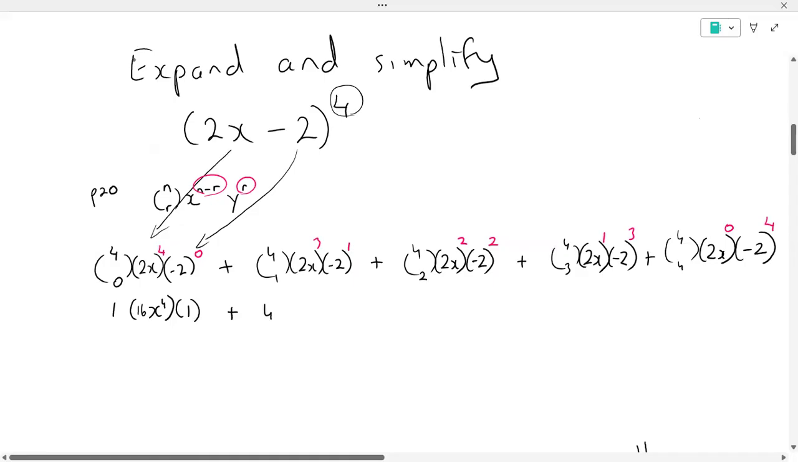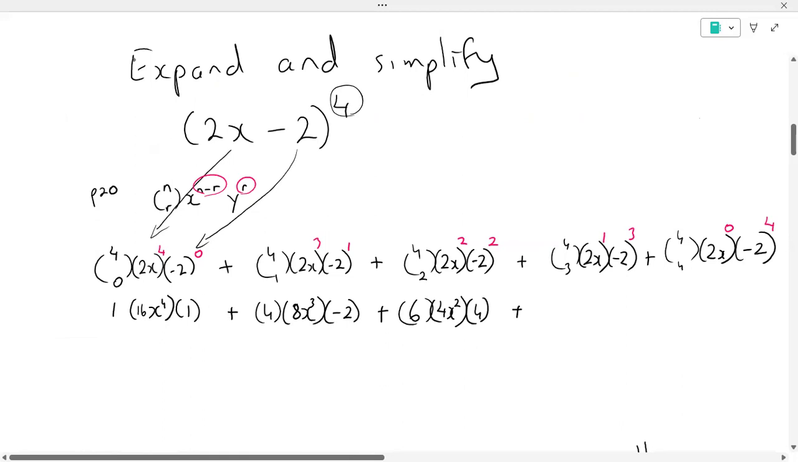4 choose 1 is 4. 2 to the power of 3. So we're doing 2 by 2 is 4 by 2 is 8. And then don't forget to cube the x as well. And this is -2. Now here I have 4 choose 2. There are 6 ways of doing that. This becomes 4x squared, and this becomes +4 because obviously you're squaring the negative.